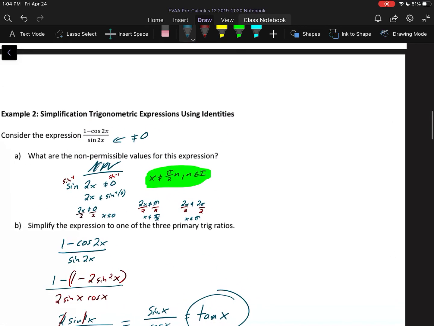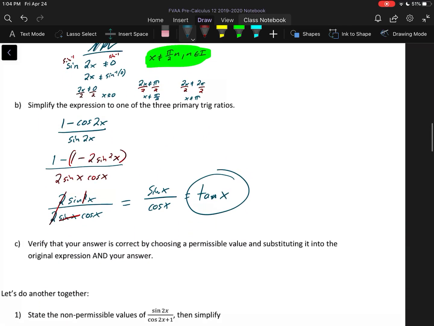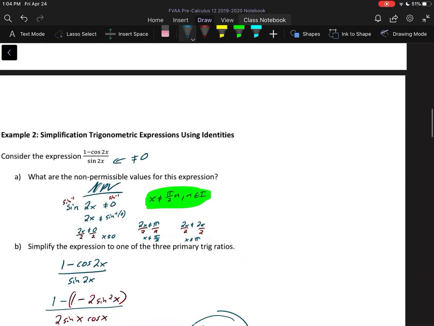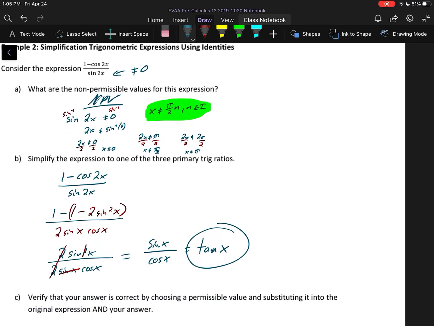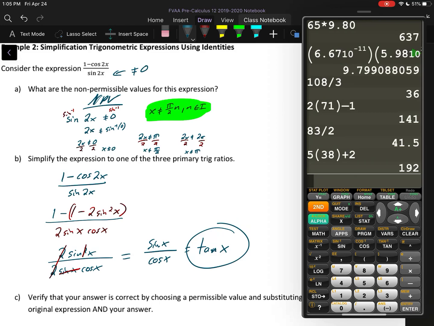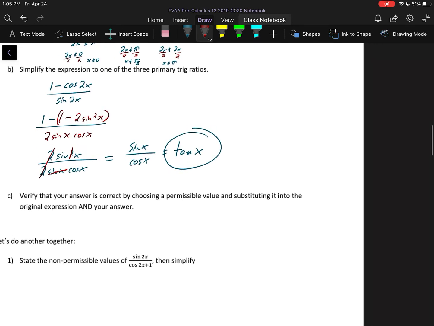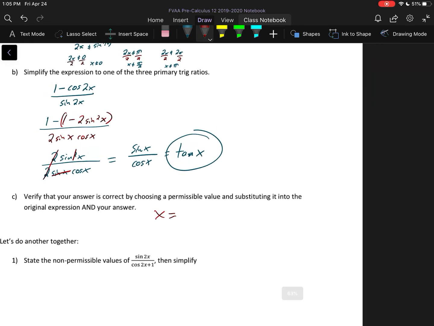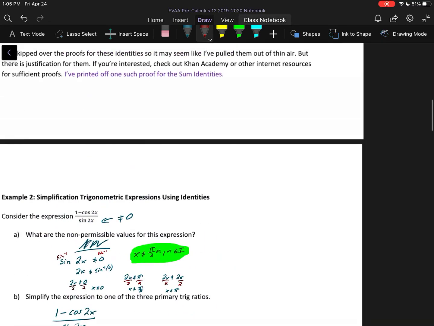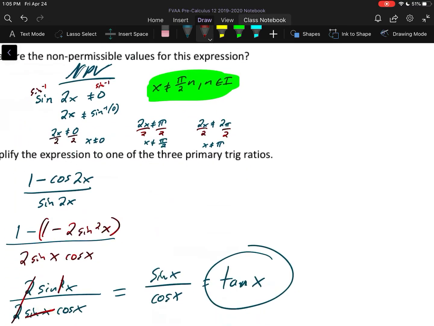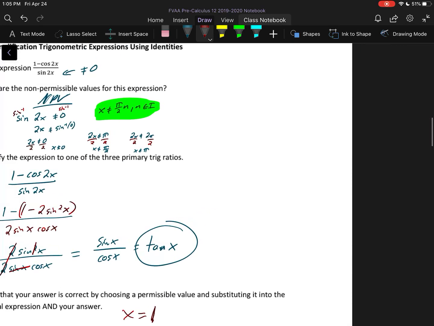So the original expression, so let's see if we can find that, how to plug that into these equations here. So here I have 1 minus, let's choose, for the test point, I'm going to say x is equal to 1. Okay, that's a permissible value, right? Yep, totally a permissible value. So let's plug that in here.